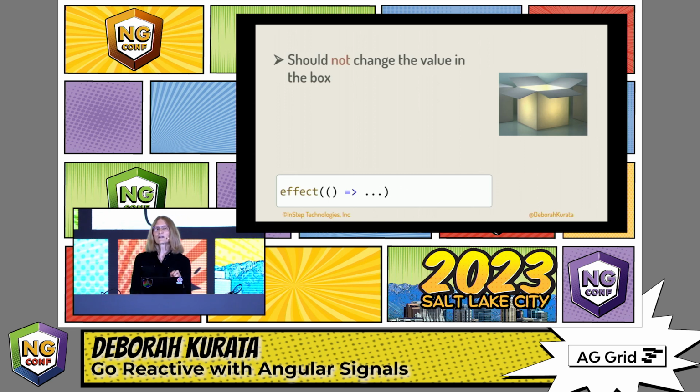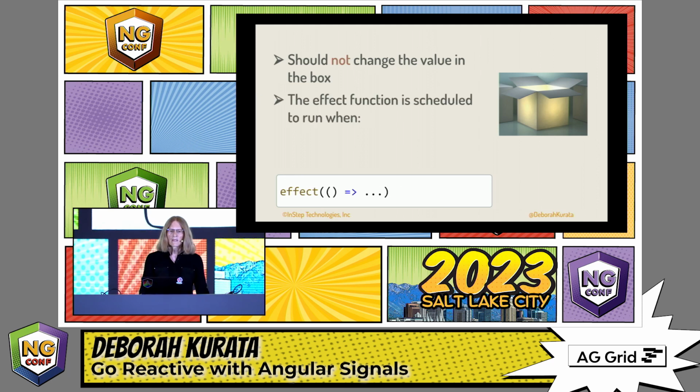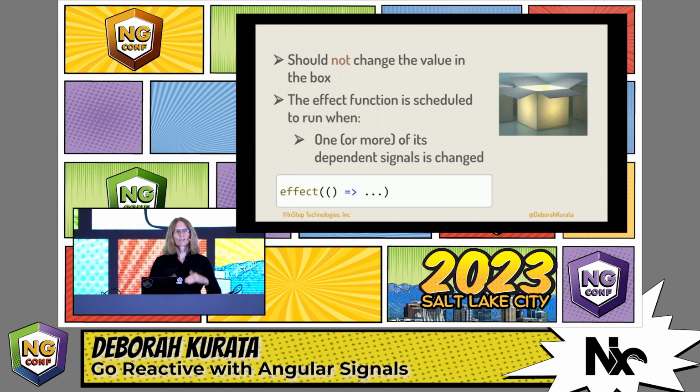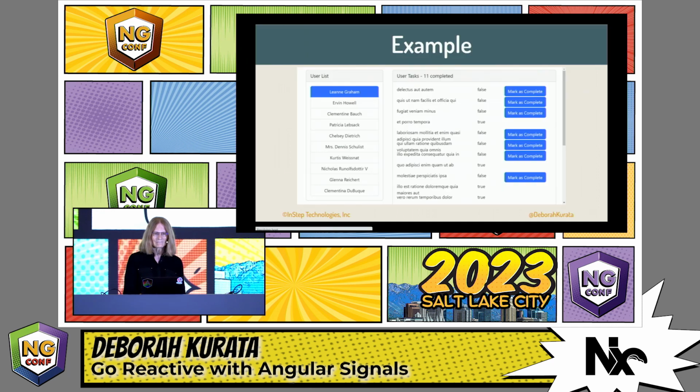An effect obviously should not change the value in the box, or you could potentially infinite loop. The effect function is scheduled to run when one or more of its dependent signals is changed, and scheduled is kind of the key word there. Again, it doesn't stop everything and run your effect. It will finish running your current code and schedule that to run next when it's its turn.